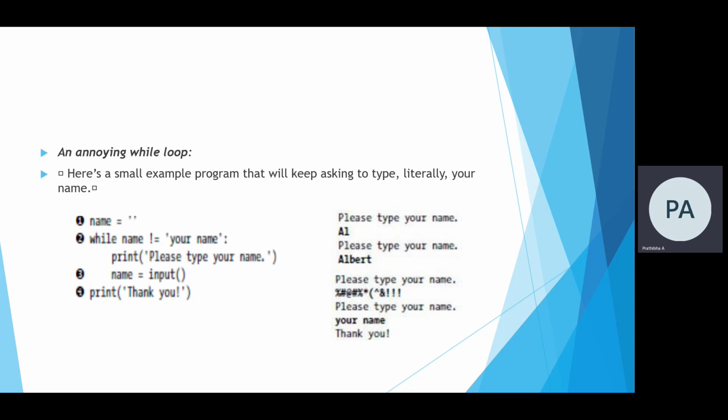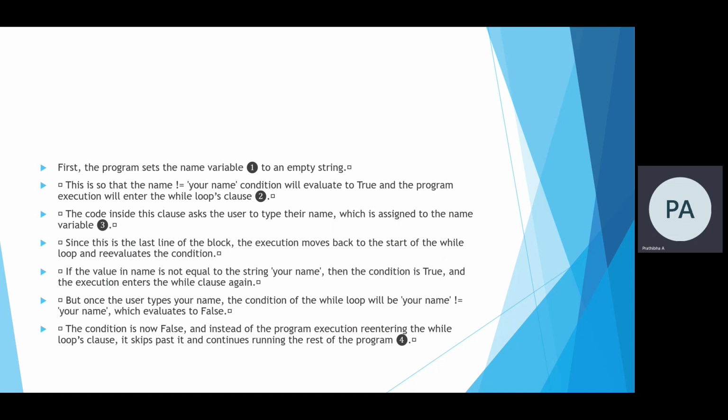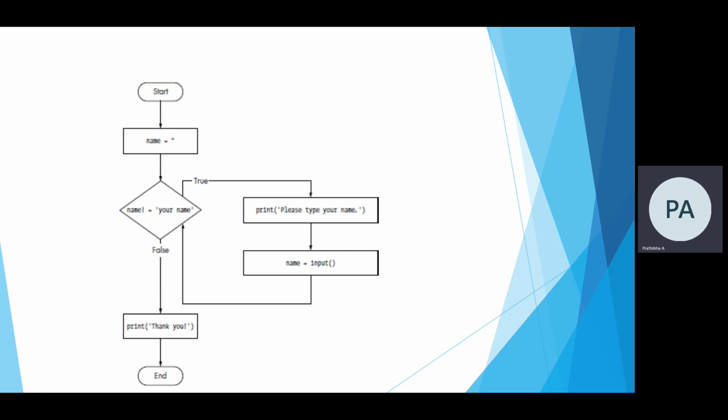If you want, we can even check it out with the output also. The same program execution steps are explained here. The variable is an empty string, so it is set. Then the condition will always be true when you type anything other than the words your name. When the condition becomes false, it exits from the while loop. And this is the flowchart for that while loop. It keeps on asking you to enter the name.